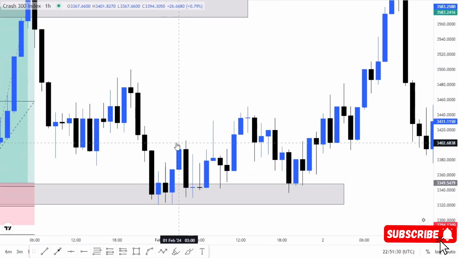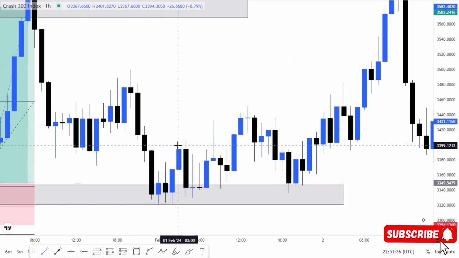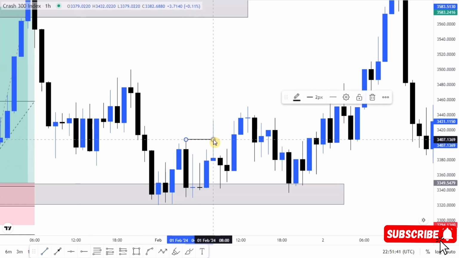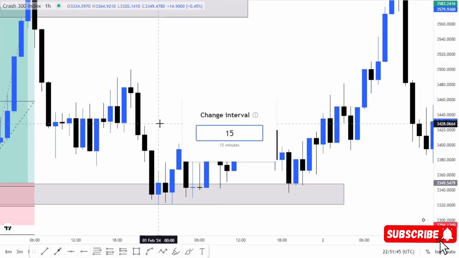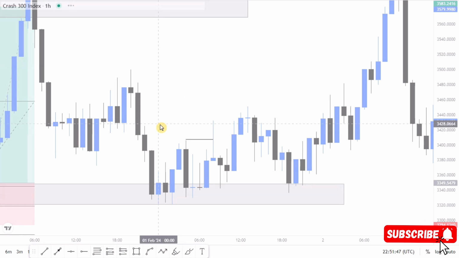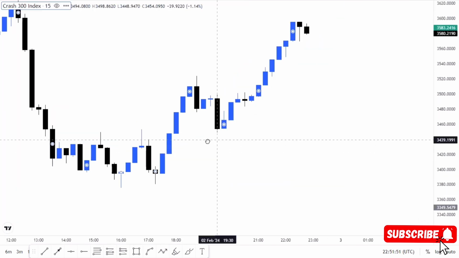So right here, the market came back again after hitting the target. So what we are going to do here is just try to track the market structure and then see if we can get an entry. All right, showing you guys how I've done it. So just follow, please be patient. Ladies and gentlemen, just be patient, guys.